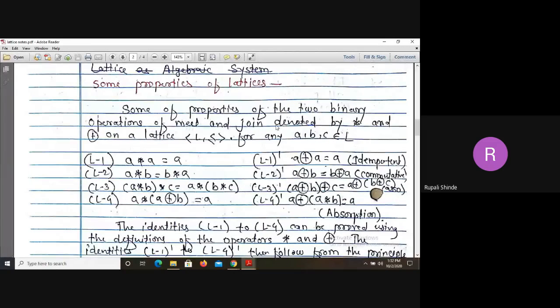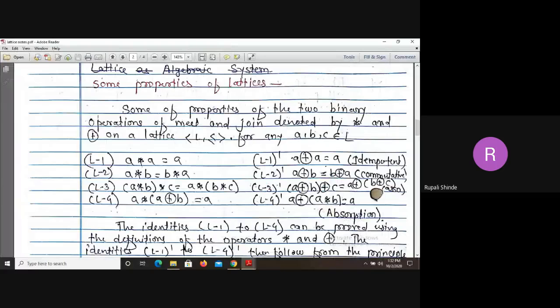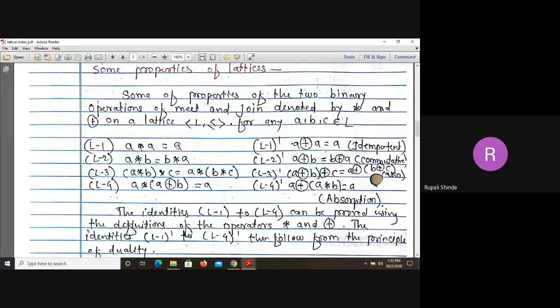So here are some of the properties of the two binary operations, meet and join, denoted by star and XOR, on a lattice L with partially ordered relation, for any A, B, C belonging to L. In short, L is a lattice and on that lattice we have defined a partially ordered relation, and A, B, C are the three elements of that set L. Okay. So let us see the first property, that is the idempotent property, given by L1.